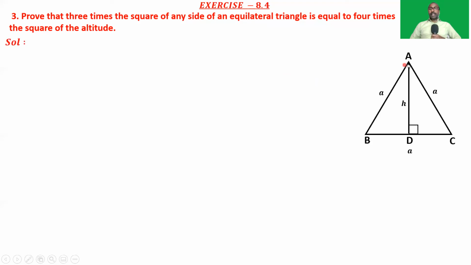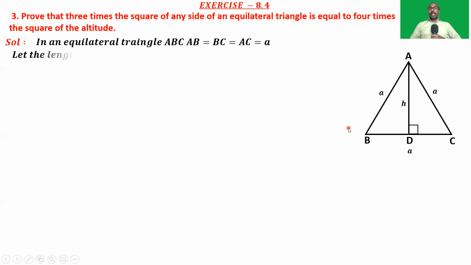So take an equilateral triangle ABC in which each side is equal to a, and the length of altitude drawn from the vertex to the base is AD equal to h. So first, in an equilateral triangle ABC, AB is equal to BC is equal to AC is equal to a, and the length of altitude drawn from A on BC is AD equal to h.